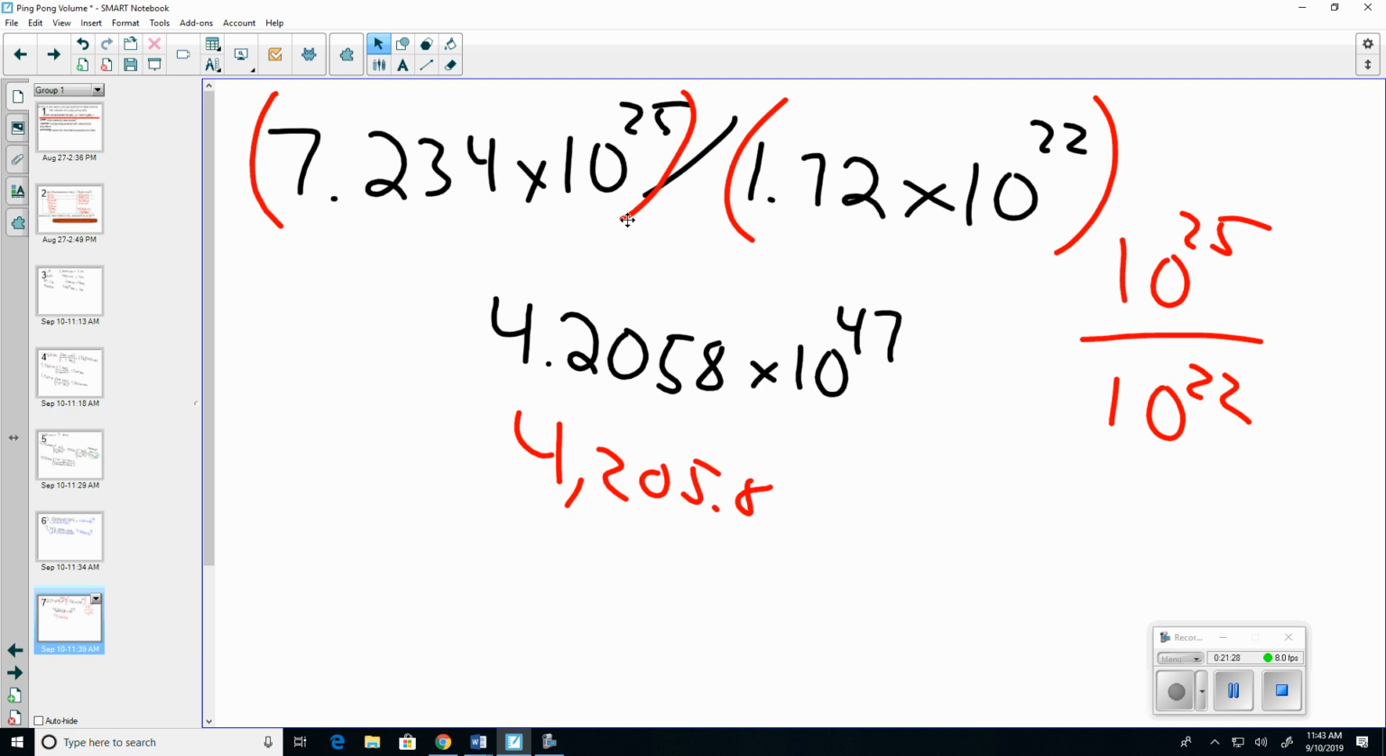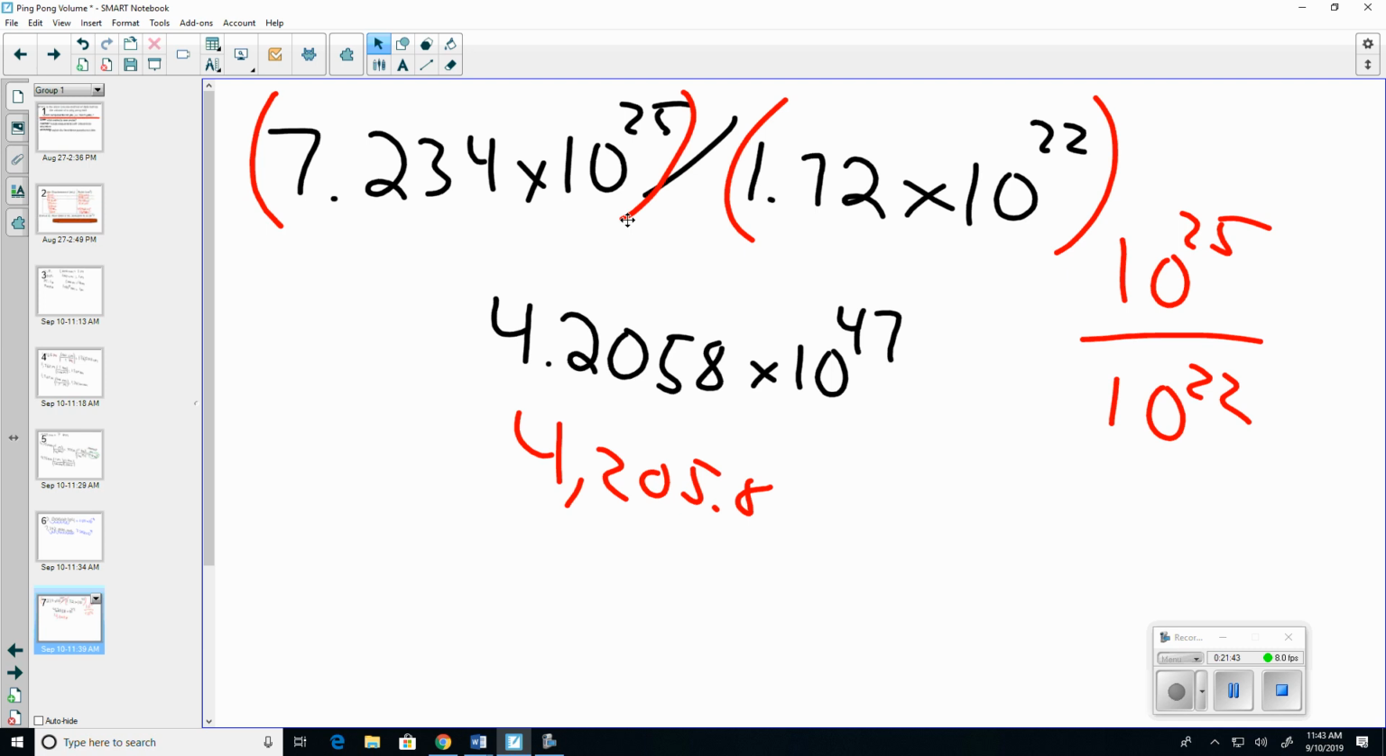Divided by 1.72. Let's again do that EE button. Second, right above the 7, 22. Equals 4,205.8 and so on, right?